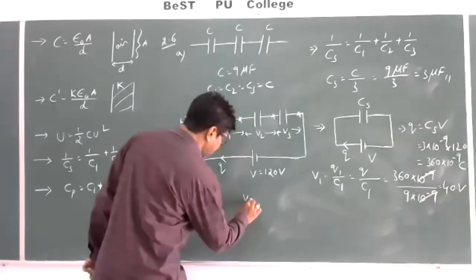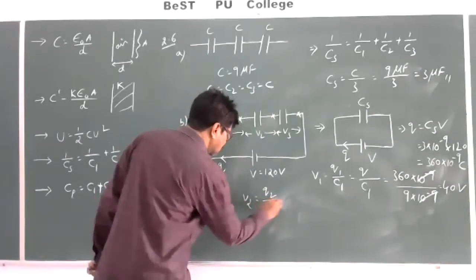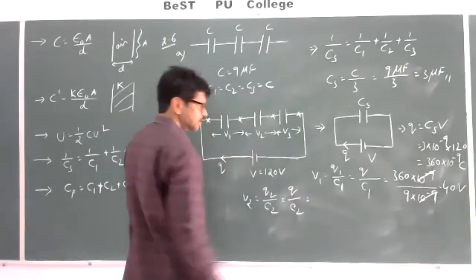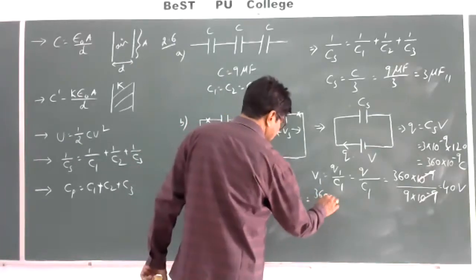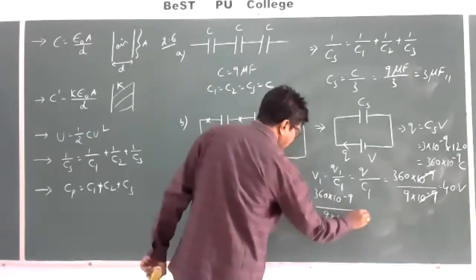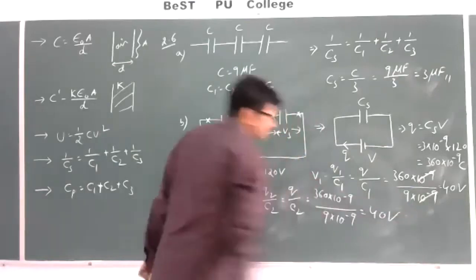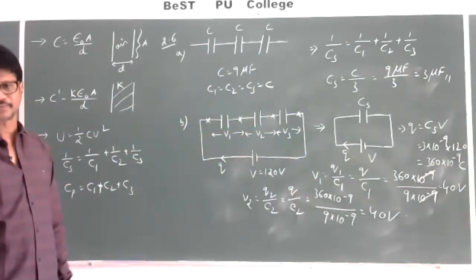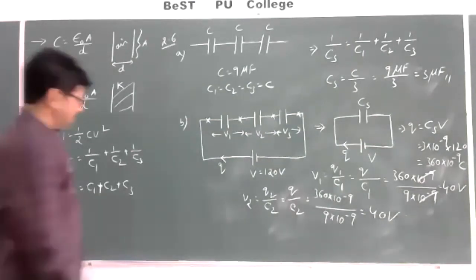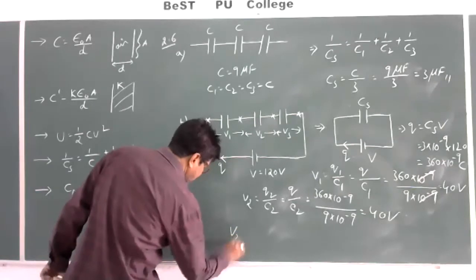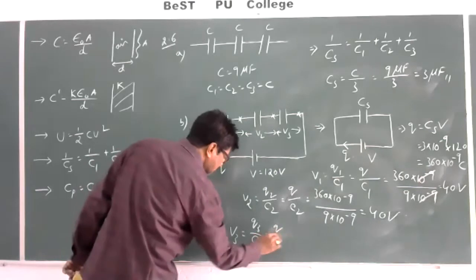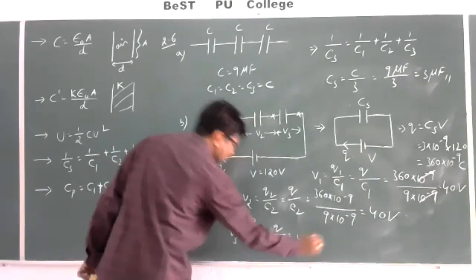Similarly, V2 is equal to Q2 by C2, which is equal to Q by C2. Same thing, we'll get 360 into 10 to the power of minus 9 by 9 into 10 to the power of minus 9. Here also we're going to get 40 volts. Similarly, V3 is equal to Q3 by C3, which is equal to Q by C3. The same thing.